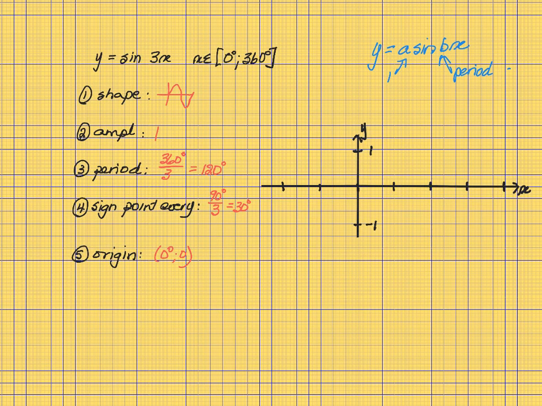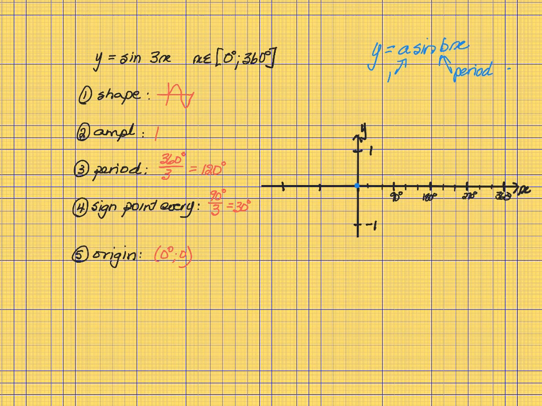Setting up your axes, if that is 90 degrees, I know there's a significant point every 30 degrees. So it's 90, 180, 270, and 360. And I need my 30 degrees in between. The amplitude is 1, so the y-axis is fine. I'm going to start at the origin.